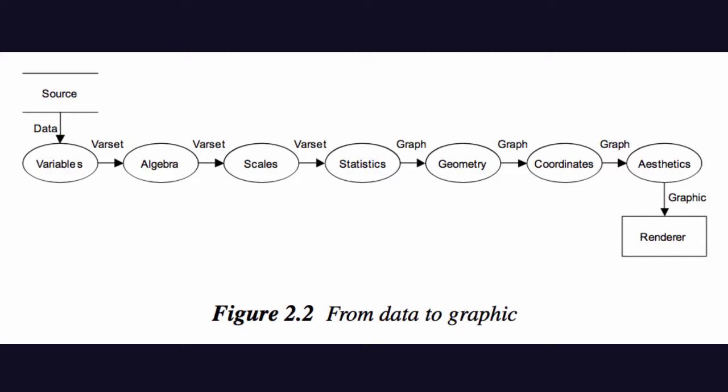Now we're in the realm of the graph. We identify the coordinates, and we add the aesthetics, which in Bertin's theory also are called aesthetics, or the retinal variables, the visual variables. And finally, we ship it out to a renderer.